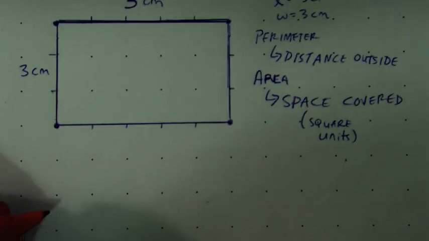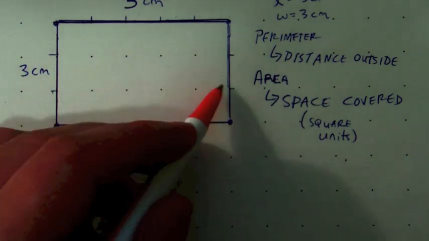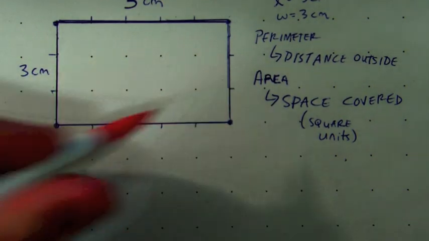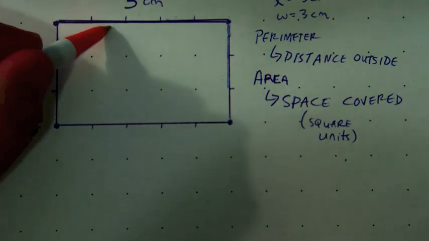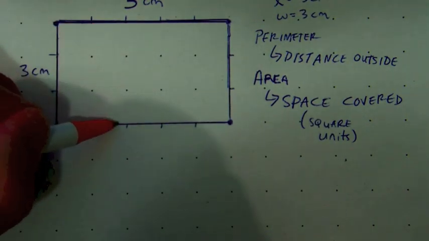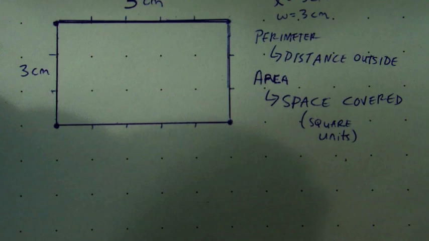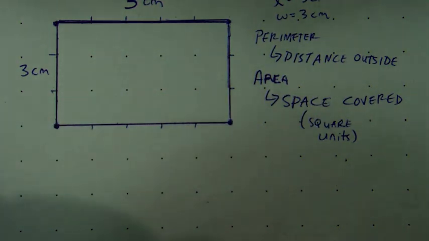Another way you can look at it is you could double up these sides because there's 2 of them. So 3 and 3 are 6, 5 and 5 are 10. So 6 centimeters plus 10 centimeters will be 16 centimeters.